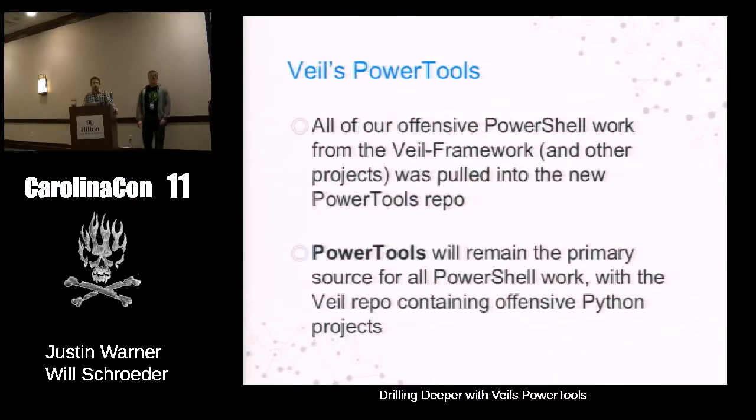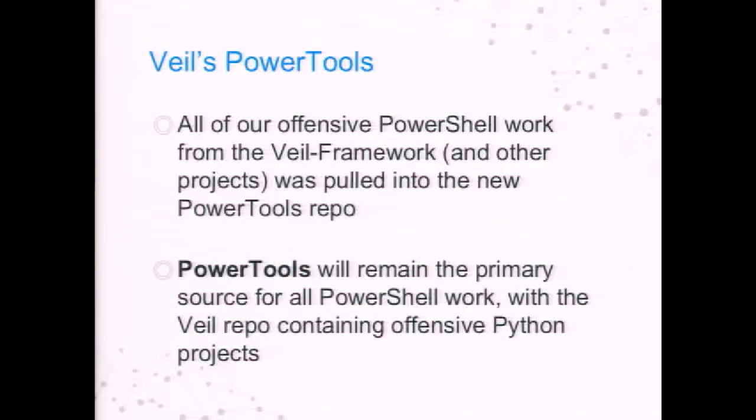Vail's PowerTools. We had this schizophrenic division for the Vail stuff. Now we have basically two repos that we're going to be maintaining. The Vail repo has all the offensive Python stuff, with Vail Evasion, Catapult, Pillage, those types of things. We're actually in the midst of doing a code-base rewrite to combine everything. And the second repo is a collection of all the offensive PowerShell stuff that we've gotten into. So Vail's PowerTools is what we pulled that into. It'll remain the primary source for all offensive PowerShell work that we do, with everything in Python remaining in the Vail one.